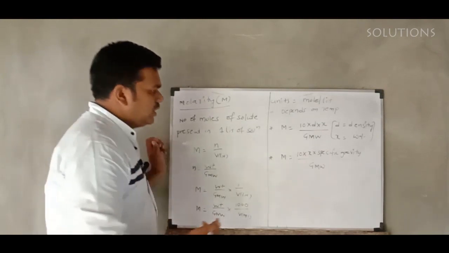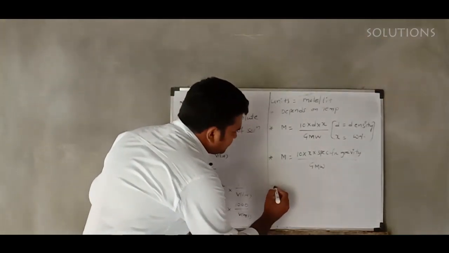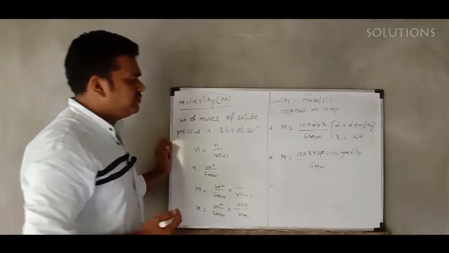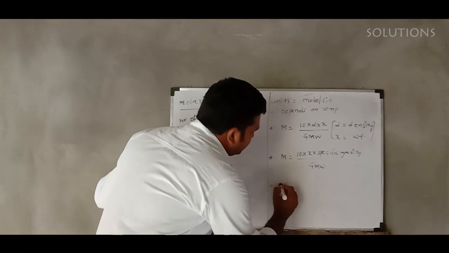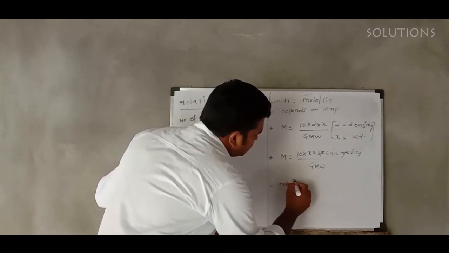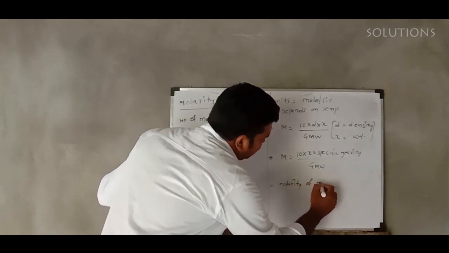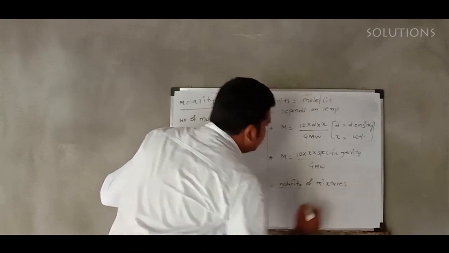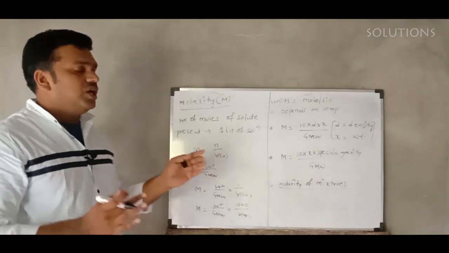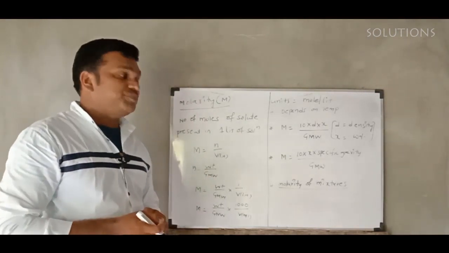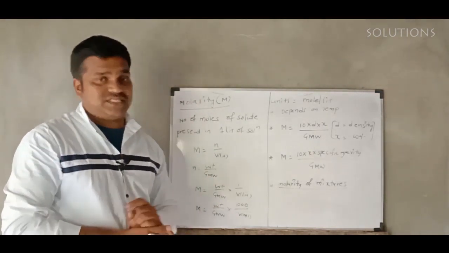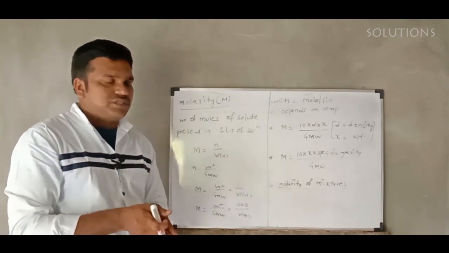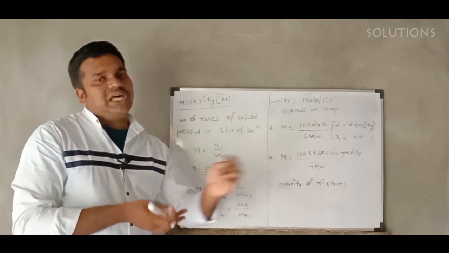One more formula we have to discuss is related to molarity of mixtures. Molarity of the mixtures means what here? If two or more solutions with different molarities are mixed, two solutions are there and we mix them, we will get a final molarity of the solution.